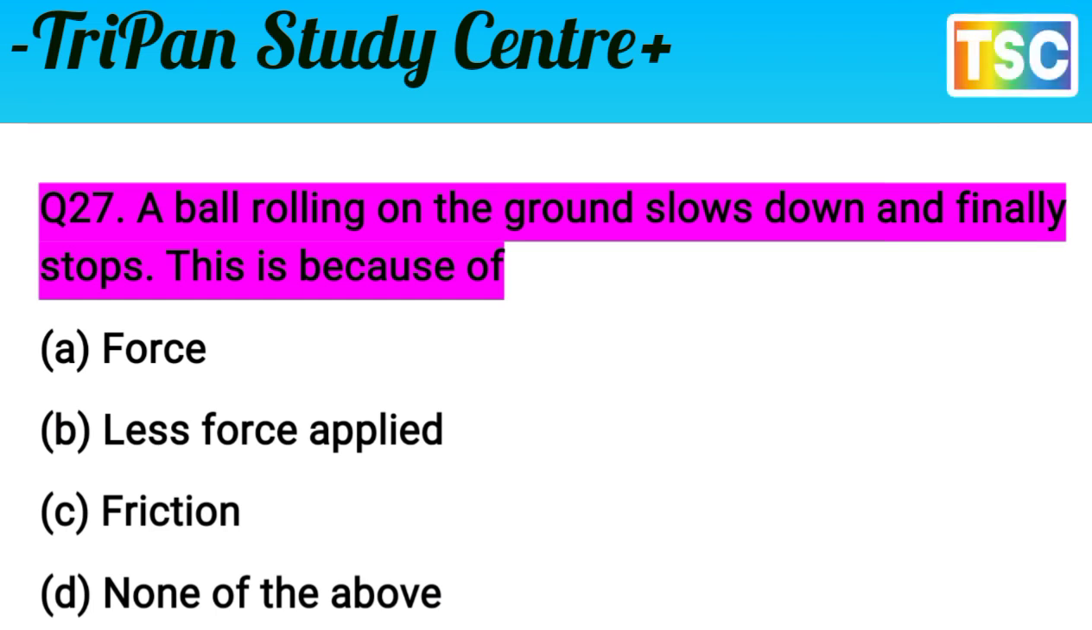A ball rolling on the ground slows down and finally stops. Why does the ball stop? Option A, force applied, is wrong, because a force applied is what makes the ball move. B, less force applied, is also the wrong answer. C, friction, that's the right answer. The ball rolling on the ground slows down and finally stops because of the force of friction. Option C is correct, friction. This answer is important here. Let's see the next question.